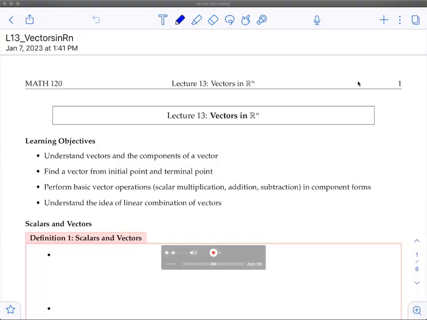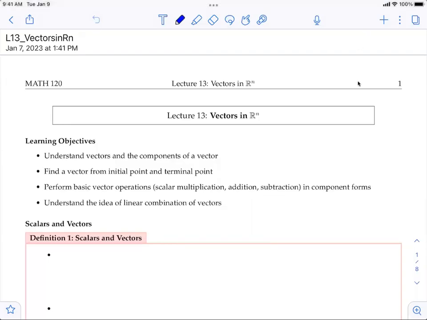Hello everyone, this is lecture 13, vectors in Rn, or n-dimensional vectors. In this lecture, we're going to formally introduce the notions of vectors and the components of a vector. We're also going to learn how to perform some basic vector operations, such as scalar multiplication, vector addition, and vector subtraction, and we're going to do this in component form.